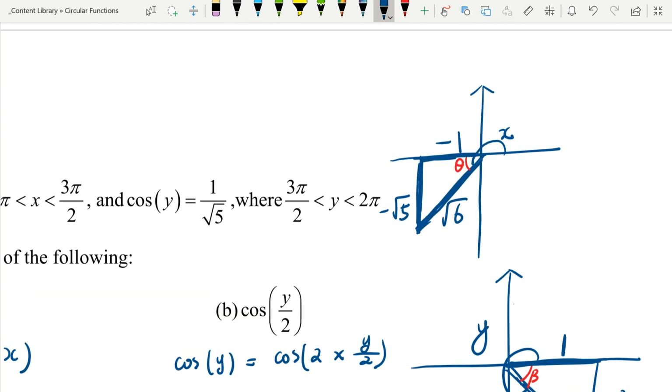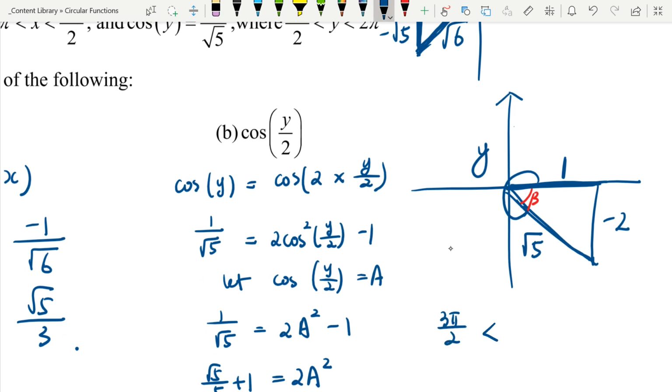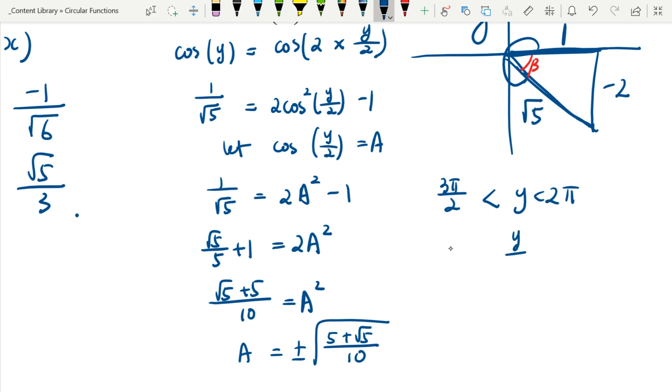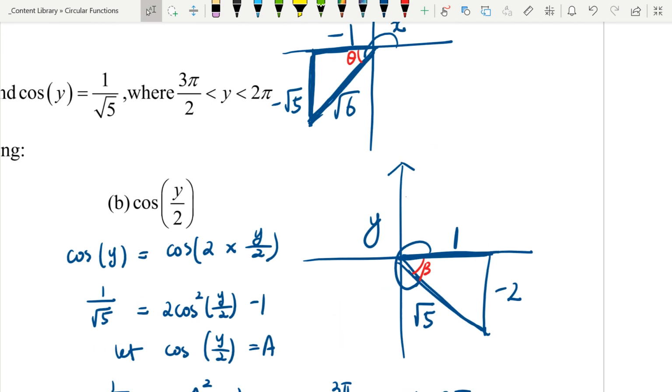What's the angle for y? y is 3 pi over 2. So y over 2 is in between that, right? Divide 2 on everything. The y domain is that, right? That's the domain of y. Now I'm talking about the angle for y over 2. So you need to halve the angles.